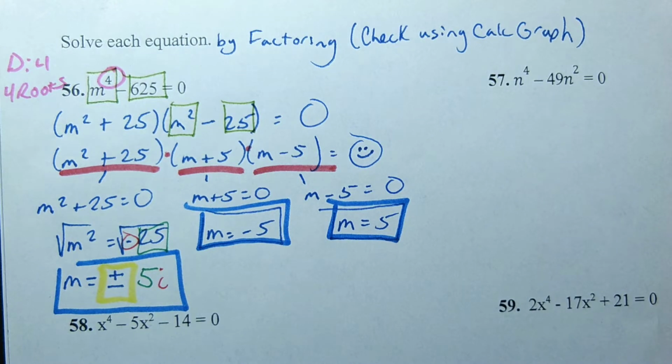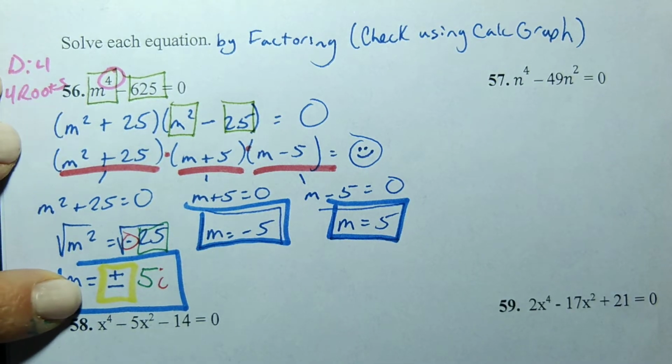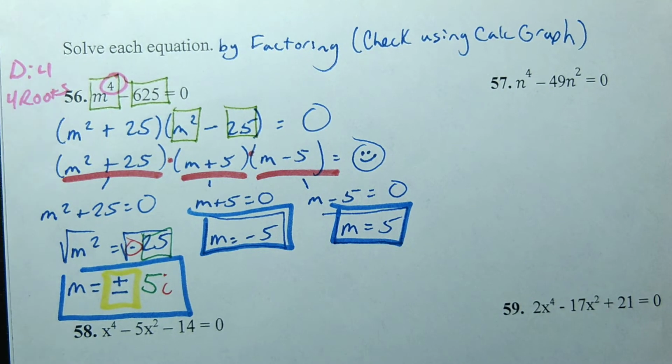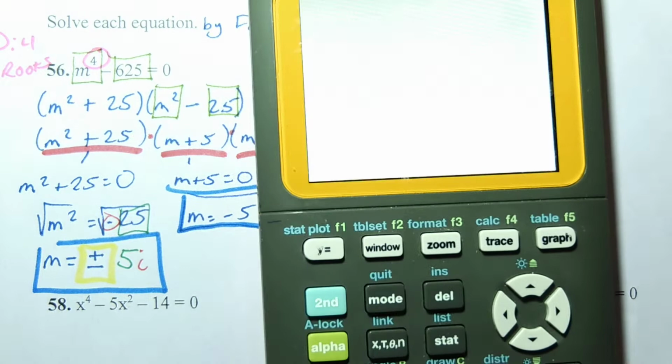And that's a good thing to check yourself as we start moving into the next section, is that our degree should always be equal to the total amount of solutions. So if I goof and forget my plus or minus, I say, ooh, I only have 3 and I should have 4. This is a way that we can check ourselves. The other way that we are going to be checking and solving in the next section is using our calculator.